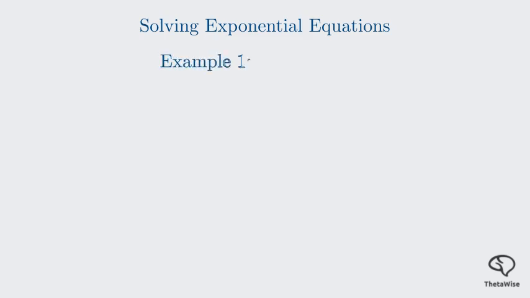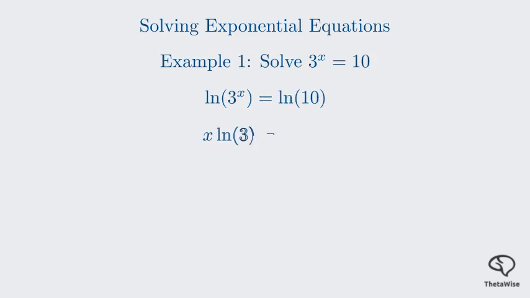Example 1. Solve 3 to the power of x equals 10. The exponential term is already isolated. We take the natural logarithm of both sides. This gives us ln of 3 to the x equals ln of 10. Using the power rule, we get x times ln of 3 equals ln of 10.